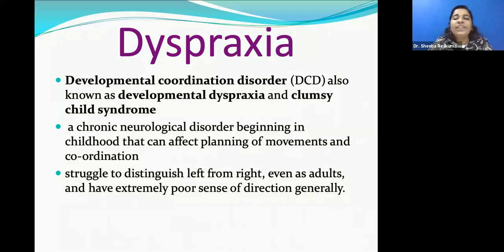It's a chronic neurological disorder beginning in childhood that can affect planning of movements or coordination. They can't do it, unfortunately. They struggle to distinguish left from right and have extremely poor sense of direction.